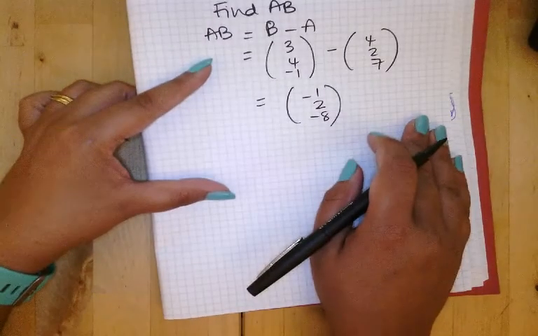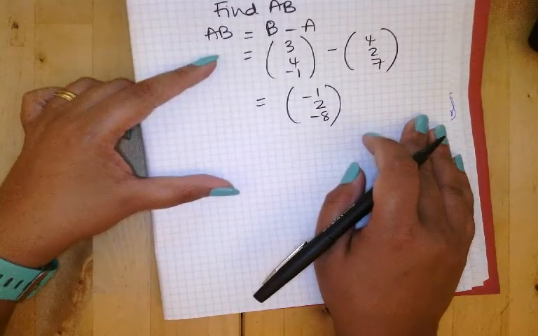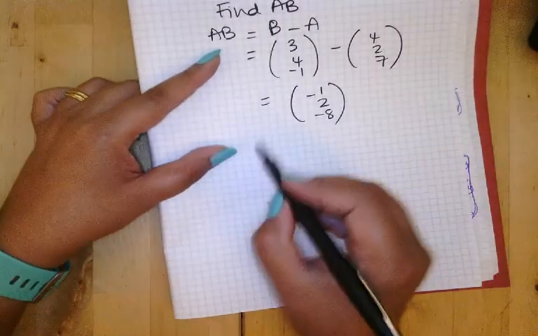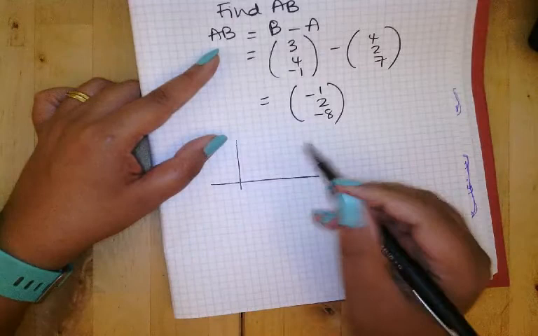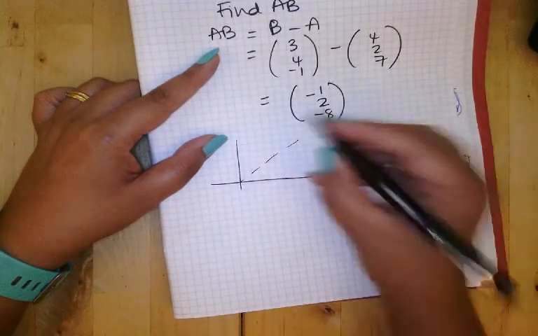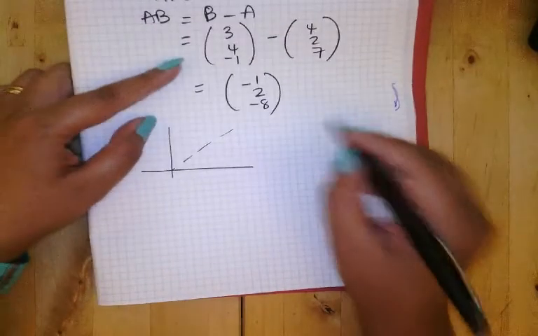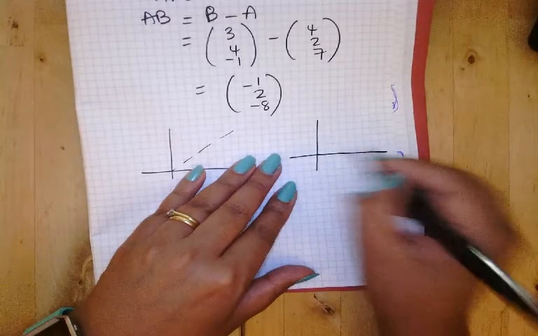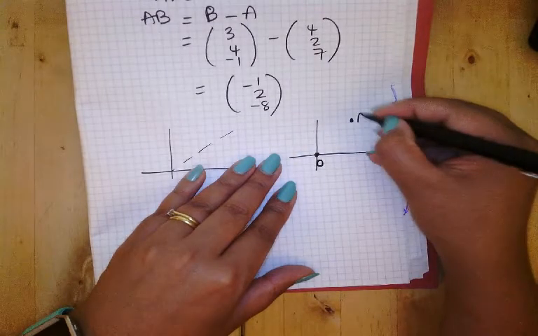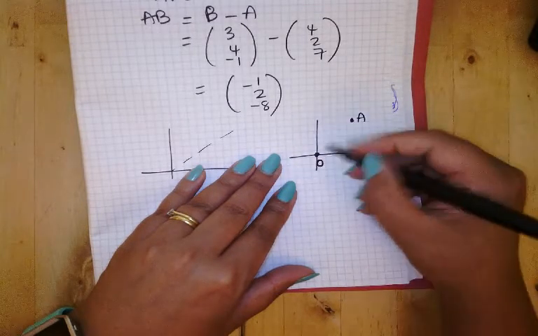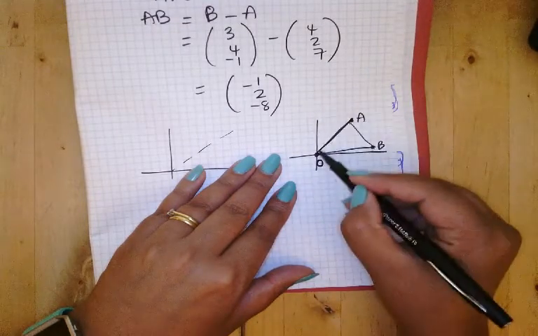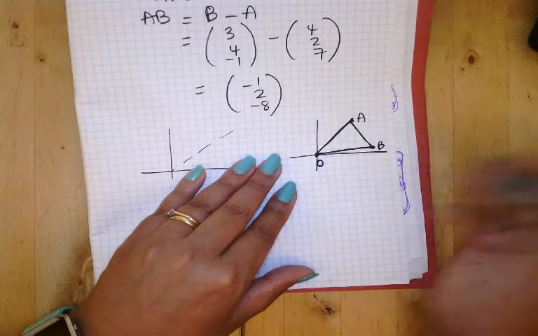Then it says show that OAB is isosceles. So basically, imagine that this is my coordinate axes. Yes, it's 3D, but it doesn't matter, I'm going to draw in 2D. This is O. Let's say this is A. Let's say this is B. Doesn't really matter where is what. But if I was to draw this triangle OAB, I just need to show that this is an isosceles triangle.